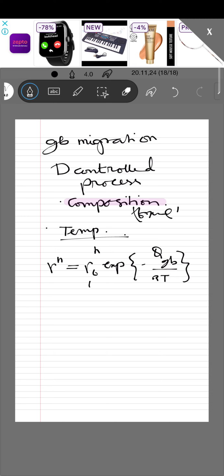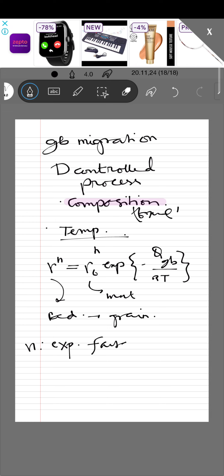So Q_GB is a material constant, and R is the radius of the grain or the crystal that is growing, and this n is an exponential factor which is usually taken as 2 for a microcrystalline or a normal conventional material.